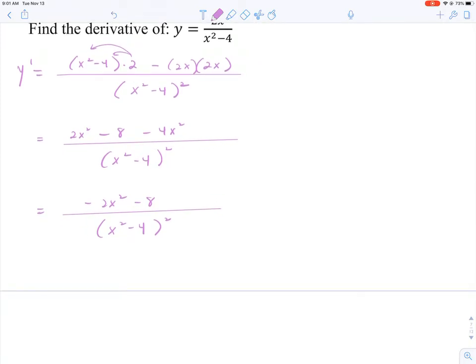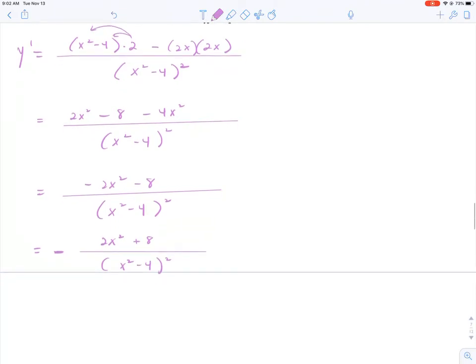You could always, if you wanted to factor, you could factor a 2 out of the numerator, you could factor a negative 2 out, you could pull the negative out front. Be careful where that negative is placed. So if we think about factoring out a negative 1, then the numerator would be 2x squared plus 8. Okay.